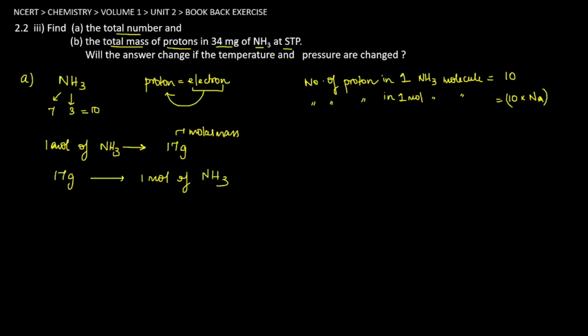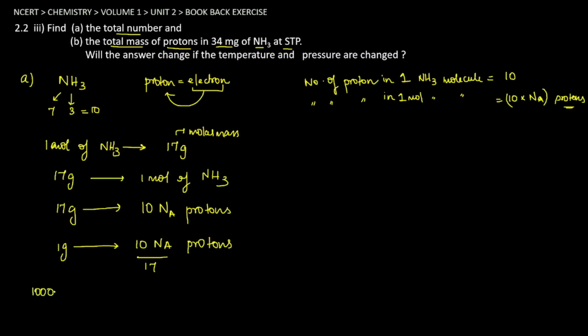So we should find for 34 milligrams. Let's work out step by step. If 17 grams corresponds to 1 mole of ammonia, and we have already found that 1 mole of ammonia has 10 into Avogadro number of protons, then in the place of 1 mole of ammonia, just replace it by 10 into Avogadro number of protons. So 17 grams will have 10 into Na protons. So 1 gram will have, taking 17 to the right hand side denominator, 10 Na divided by 17 protons.